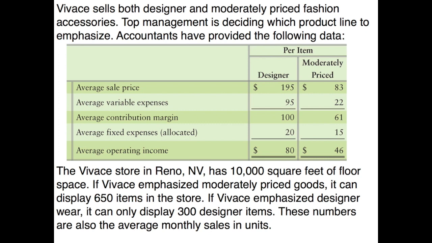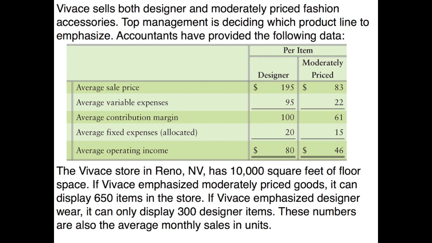So we have our sales price, our variable expenses, our contribution margin, our fixed expenses, which are allocated based on some estimated rate that we've calculated in the past, and average operating income for both product types we have. The Vivace store in Reno, Nevada has 10,000 square feet of floor space. Automatically, we know now we have a constrained resource.